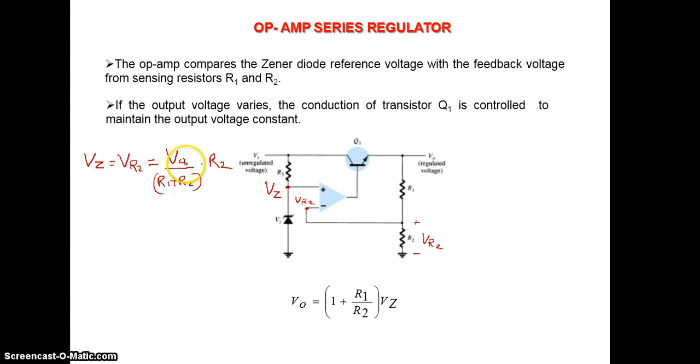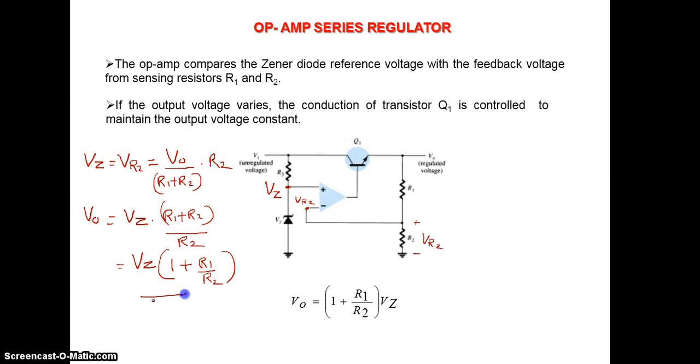So I can get the output voltage VO equal to VZ into R1 plus R2 divided by R2. Or I can write this as VZ into 1 plus R1 by R2. Both are the same. This is the output expression, and this is how we get it.